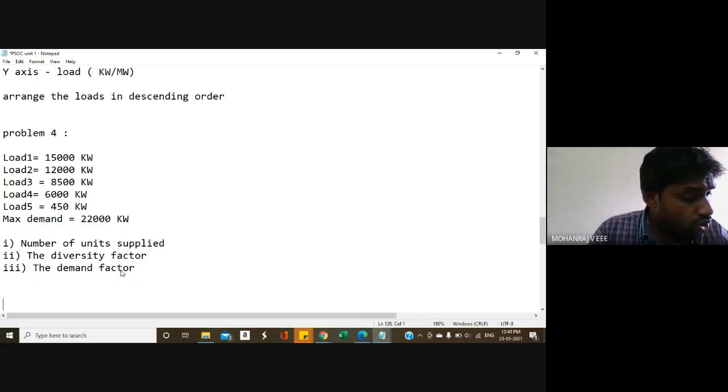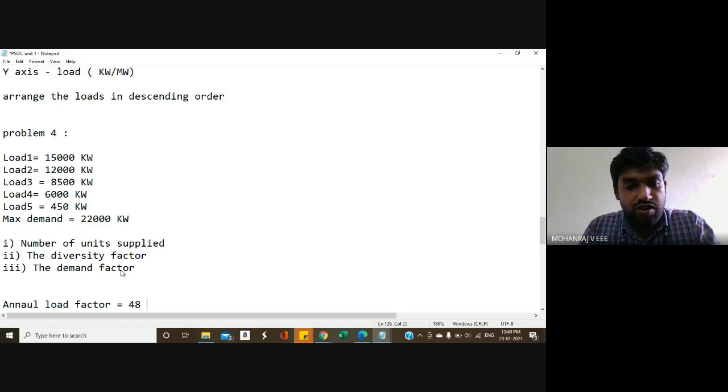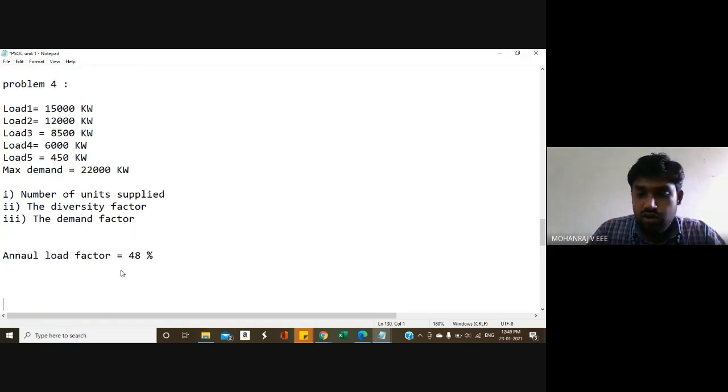They have also given one more data, that is the annual load factor, which is equal to 48%. Fine. Now, from this, let us start. From the annual load factor, let us start.